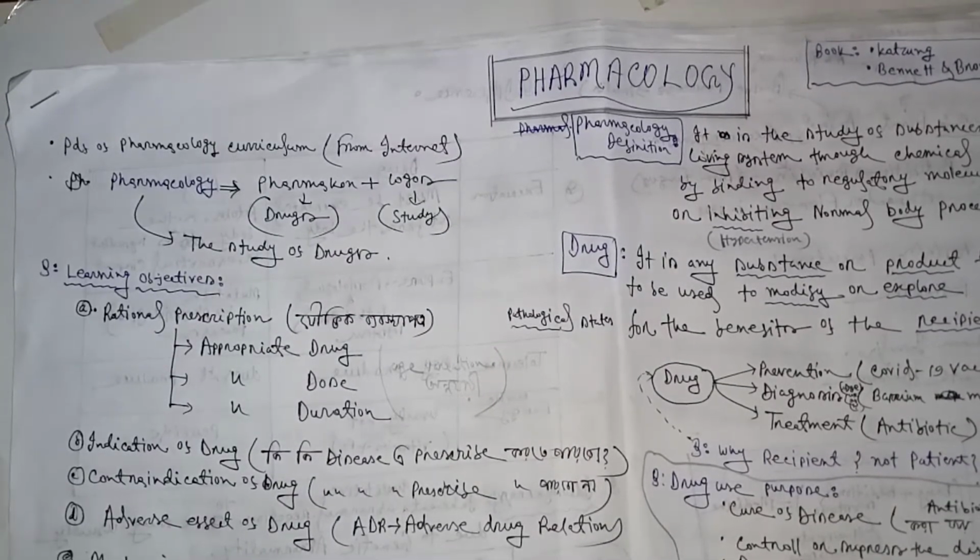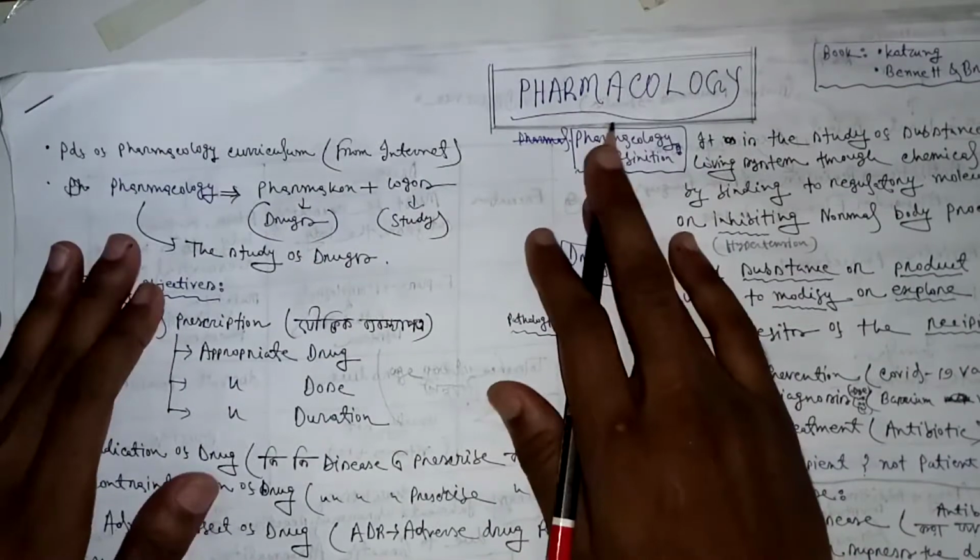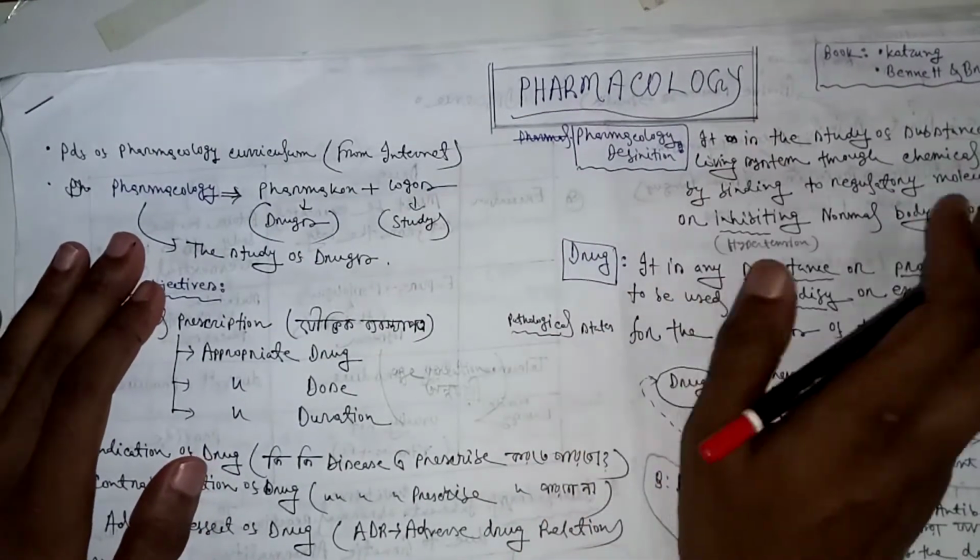Today I'm going to talk about my very first lesson from today's lecture. It is on pharmacology. We know that in fourth year we have three subjects: pharmacology, pathology, and microbiology. Today I'm going to talk about pharmacology. At first, let's know something about pharmacology.